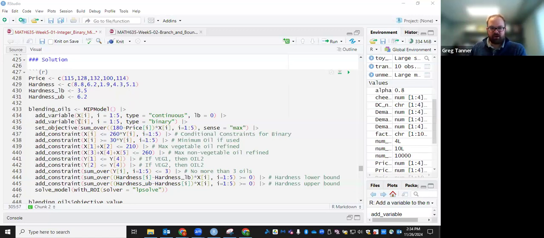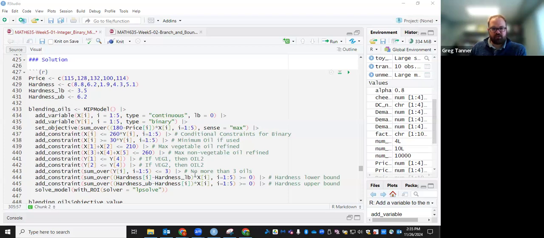So I've got my X and my Y variables, 5 copies of each of them. I've got my objective where I'll take 180 minus the price, and that's the net profit per ton of oil used. Here are my conditional constraints for my binary variable. Here's the minimum oil if used. Here's the limit on vegetable oil refined. Here's the limit on non-vegetable oil refined. Here are the if veg 1, then oil 2, and if veg 2, then oil 2. So I coded them up as separate constraints in the actual code.